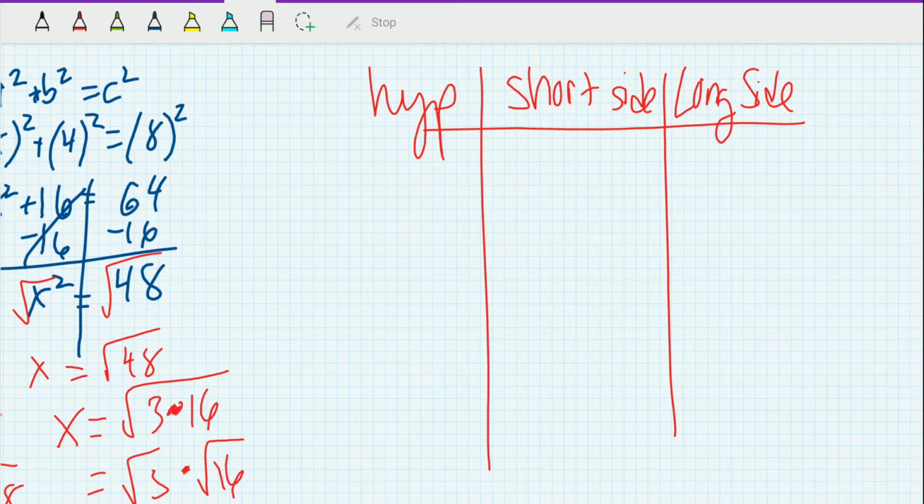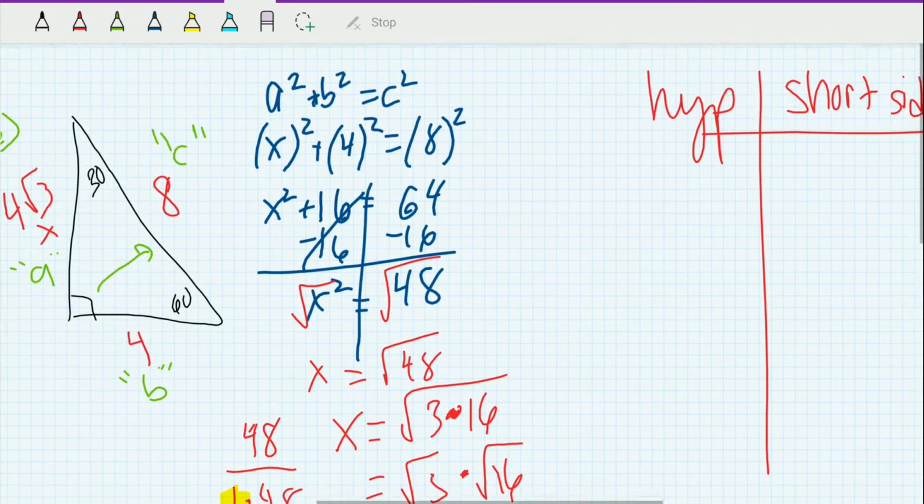This first, what is it called? The column? Yeah, the first column is going to be the length of the hypotenuse. And then the second column is going to be the length of the short side. And then the last column is going to be the length of the long side. Okay, so let's go to this example that we just did.